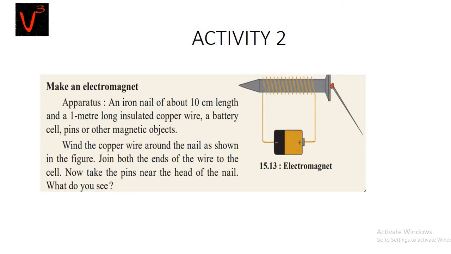Why does this happen? Because magnetism is produced in the nail due to electric current. If we take out the electric current, the magnetism vanishes from the nail. Such a magnet is called an electromagnet. In this also, the magnetism is temporary. Means as soon as we remove the electricity, the current, the magnetism goes. That's why we call it temporary magnetism.